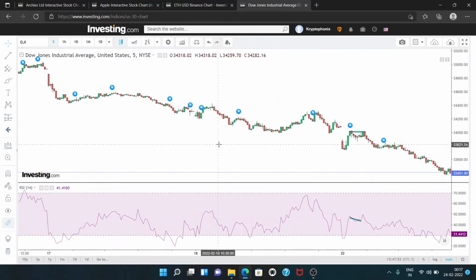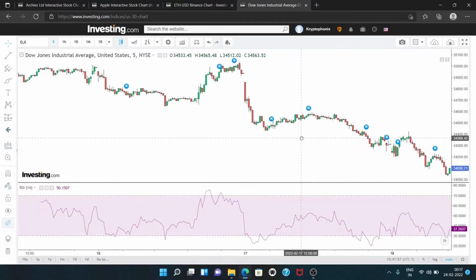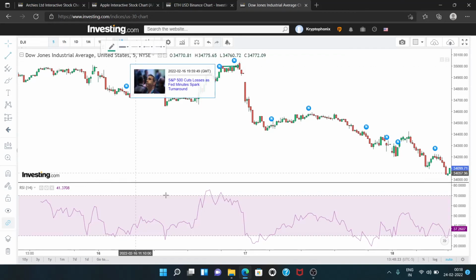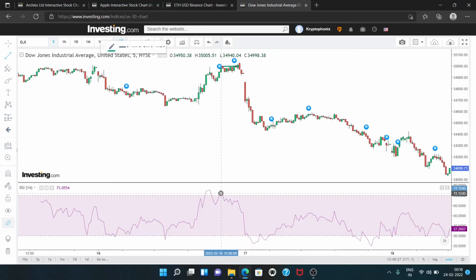Moving further back to find more divergence points, if we look over here, from this candle to this candle, we can see the price is again remaining in the same range. This candle to this candle, the price is again remaining the same, whereas the RSI corresponding to the respective candles is decreasing. Price remaining in the same range, but the corresponding RSI is decreasing. This again forms a bearish divergence. As a result, Dow Jones fell.